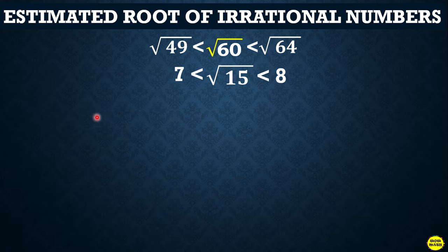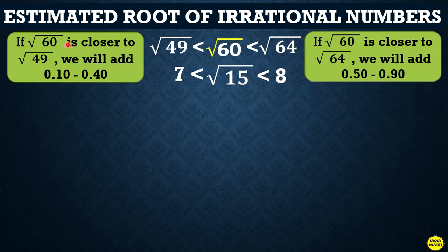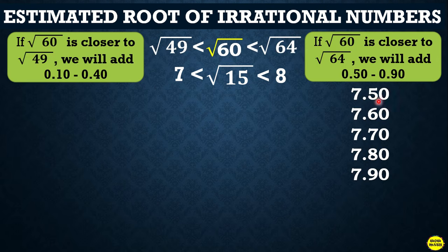Okay. Now, tandaan ito, pag mas malapit ito sa 49, 0.10 to 0.40 ang i-add natin sa 7. Pag mas malapit naman ito sa 64, 0.50 na agad to 0.90. Huwag na nating daanan yung 0.10 to 0.40. Okay? So, saan siya mas malapit? Ito ay 49. So, 11 ang lamang niya, no? Dito naman 4 lang. So, ibig sabihin, mas malapit siya sa square root of 64. So, therefore, ang i-add lang natin sa kanya ay 0.50 to 0.90. So, dito siya maglalaro ng estimated value.